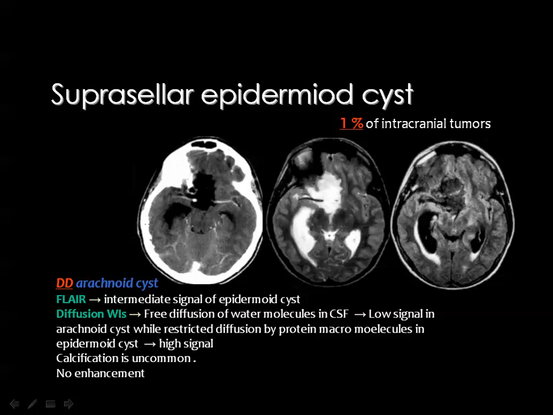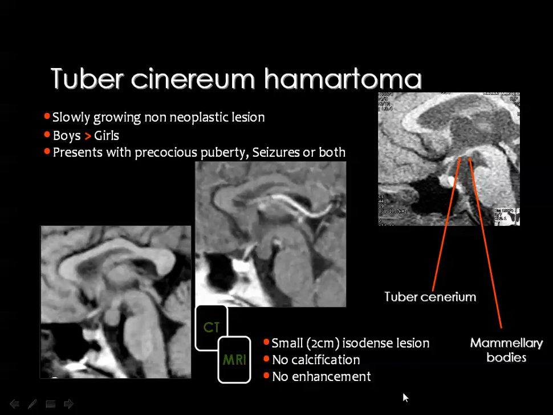lobulated outline. Then, in order to discriminate between arachnoid and epidermoid cysts in the suprasellar area, the main diagnostic features will include: number one, the epidermoid cyst will not show CSF-like signal in the FLAIR images, and whenever you use diffusion-weighted images, the arachnoid cyst will show free diffusion, while the epidermoid cyst will show restricted diffusion. The arachnoid cyst surface is usually smooth, while the surface of the epidermoid cyst is usually lobulated.